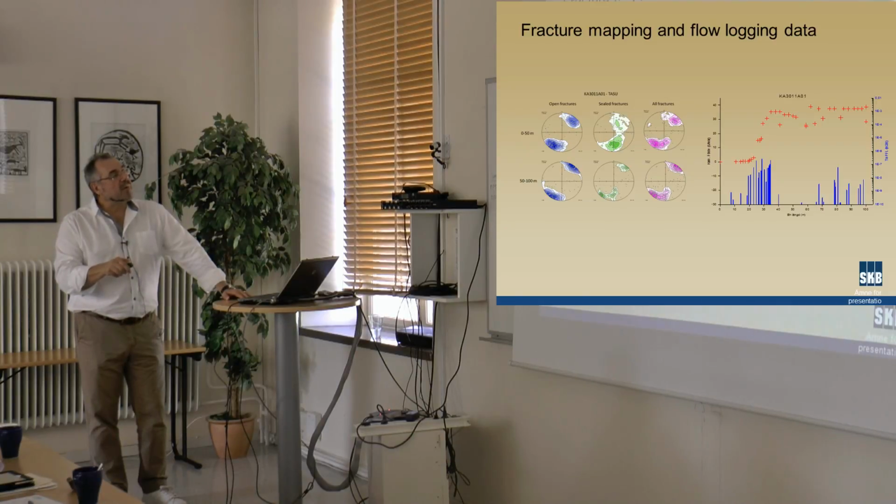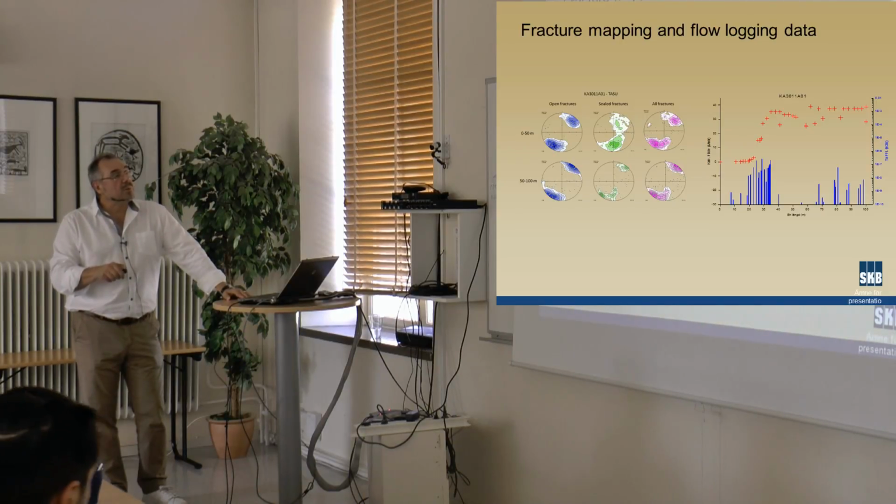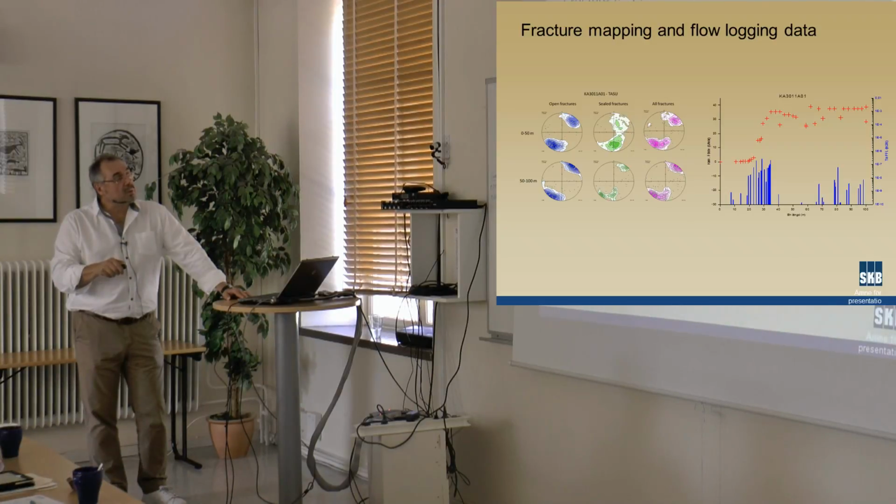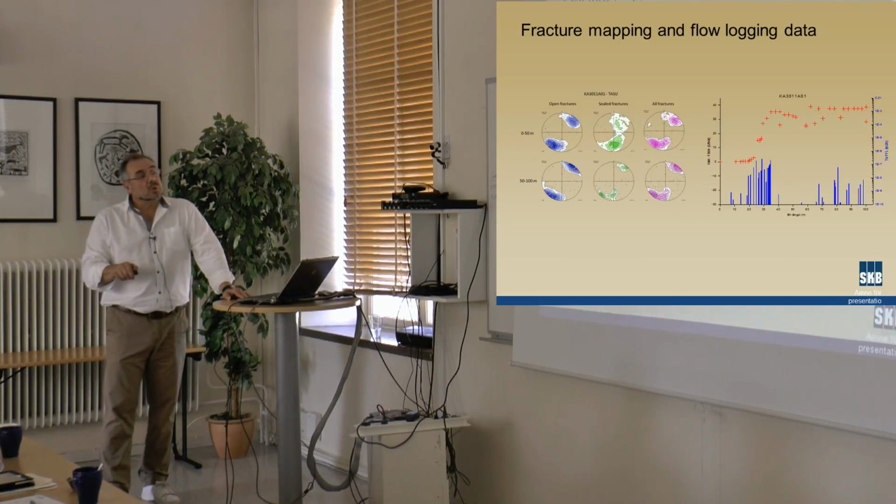We select all the open fractures. Okay, from 0 to 50 meters, this is what it looks like. So this type of plot shows that basically all open fractures are trending northwest, southeast. The sealed fractures have a higher horizontal component, but in terms of water, it's the open ones which we are interested in and which we want to correlate to the fracture inflow.